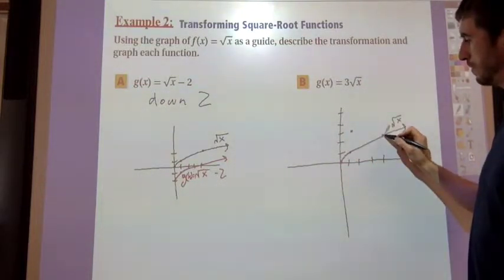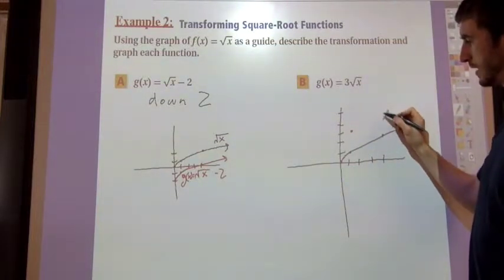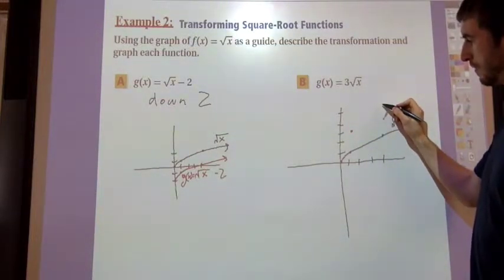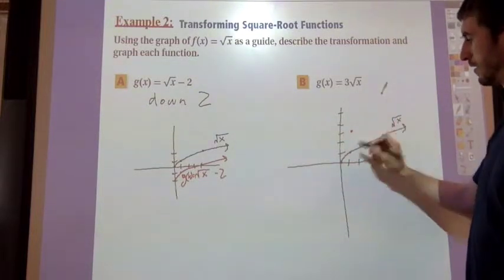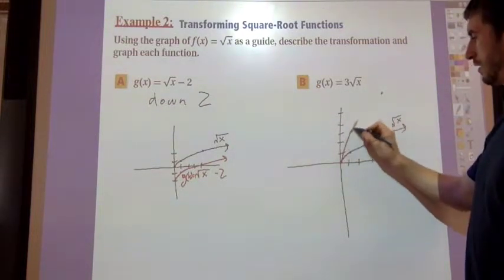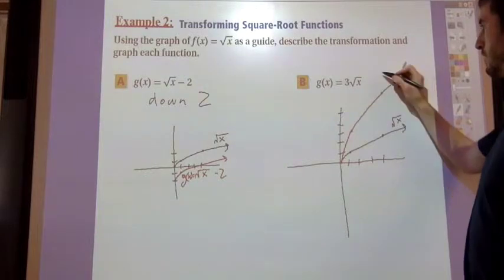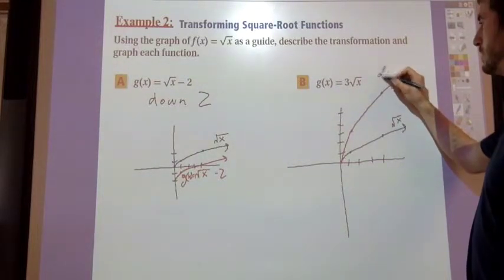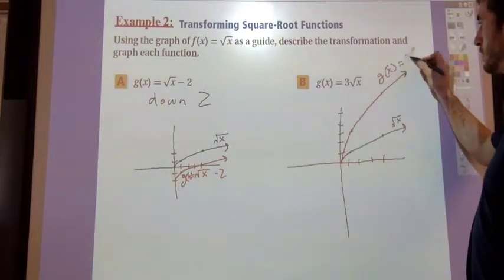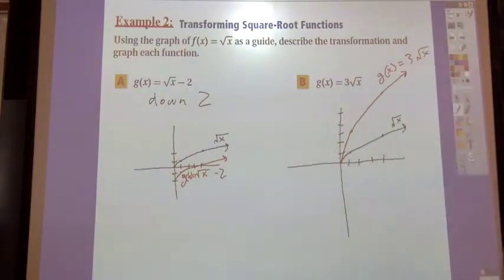This one's at 2. 2 multiplied by 3 is up here at 6. So right about here. And this is what my graph looks like, which is g of x equals 3 square root of x.